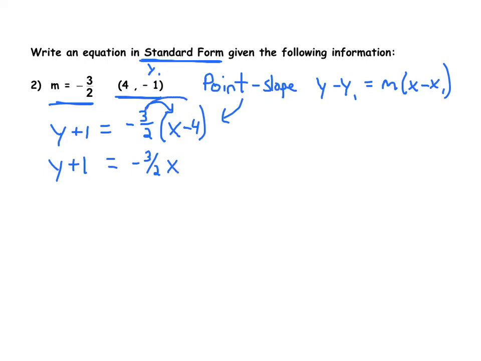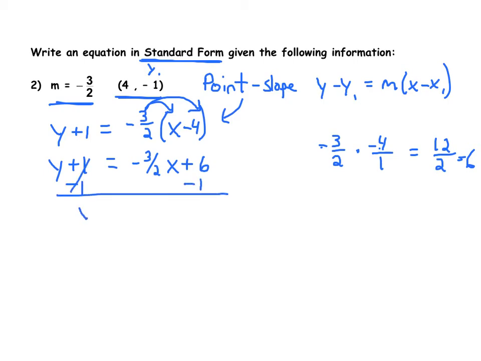So I have y plus 1 equals, and then I distribute this, so I get negative 3/2 times x, and then I have to do negative 3/2 times negative 4. That will make a positive, and I'm going to do that over here. Negative 3/2 times a negative 4 over 1. If I do that, I get a negative times a negative. That makes 12. 2 times 1 is 2, so I get 6. So this ends up being plus 6. Then I can subtract 1 from both sides, and I get y equals negative 3/2 x plus 5.